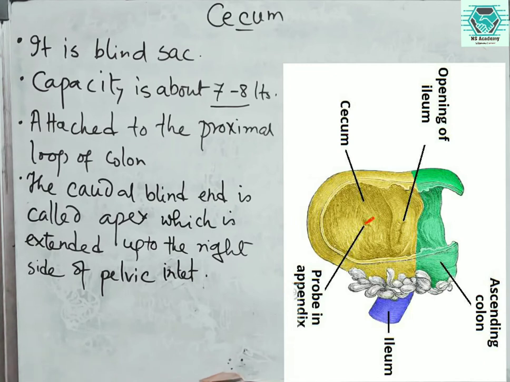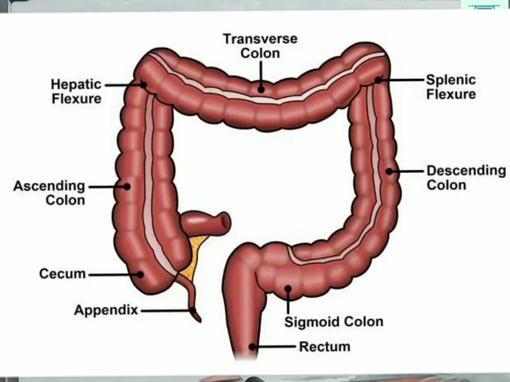Moving to the colon. In the diagram, we found the ascending part, which is called ascending colon, which consists of proximal loop, spiral loop and distal loop. The proximal loop is situated at the cranio-dorsal portion of the right side of the abdominal cavity. The spiral loop is continuous with the proximal loop. The distal loop is continuous with the transverse colon.